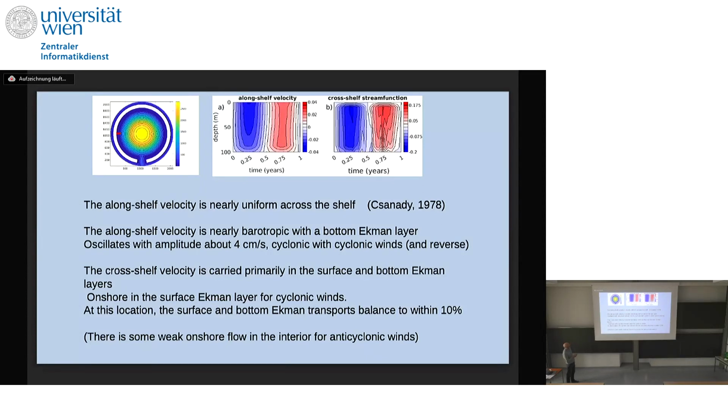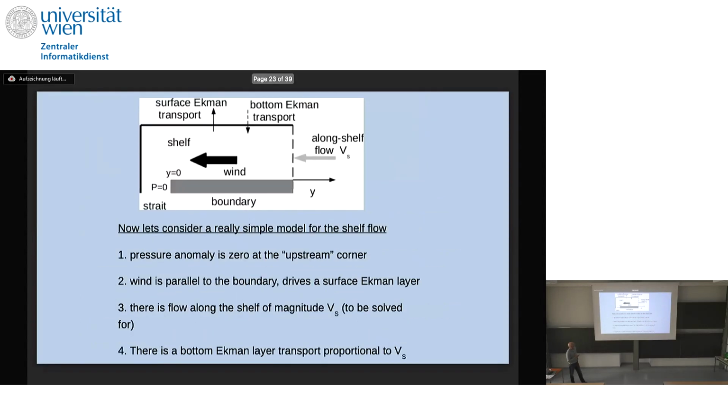At this location, the cross-shelf transport nearly balances within about 10%. You can see that a couple of these contours hit the bottom, which means there's a net cross-shelf transport, but they nearly balance. That's something I'm going to return to later.